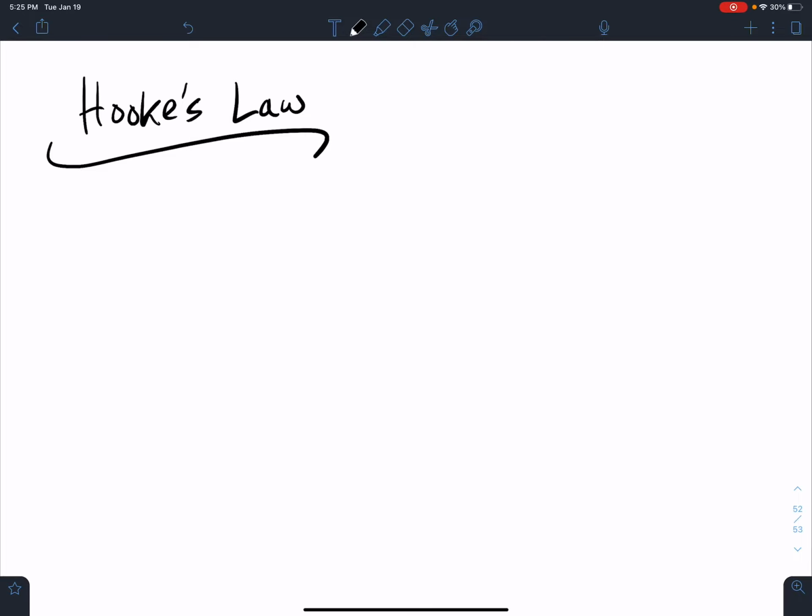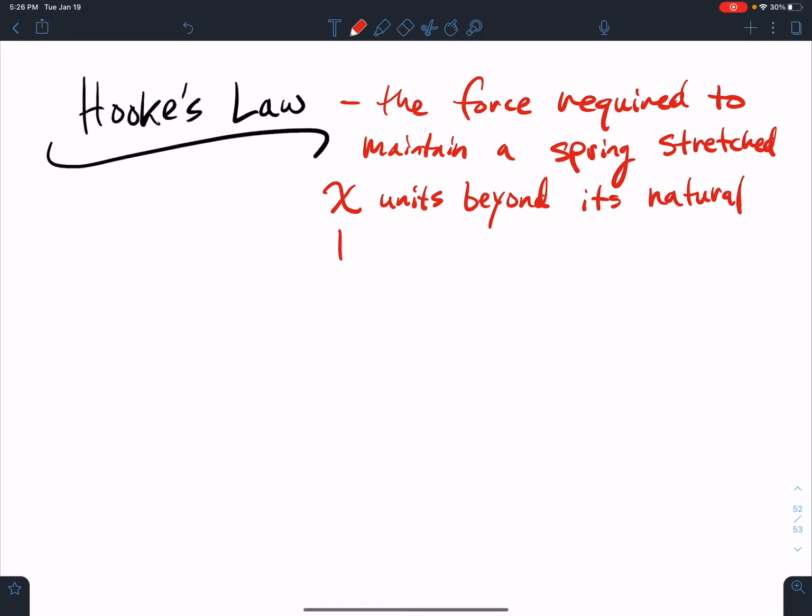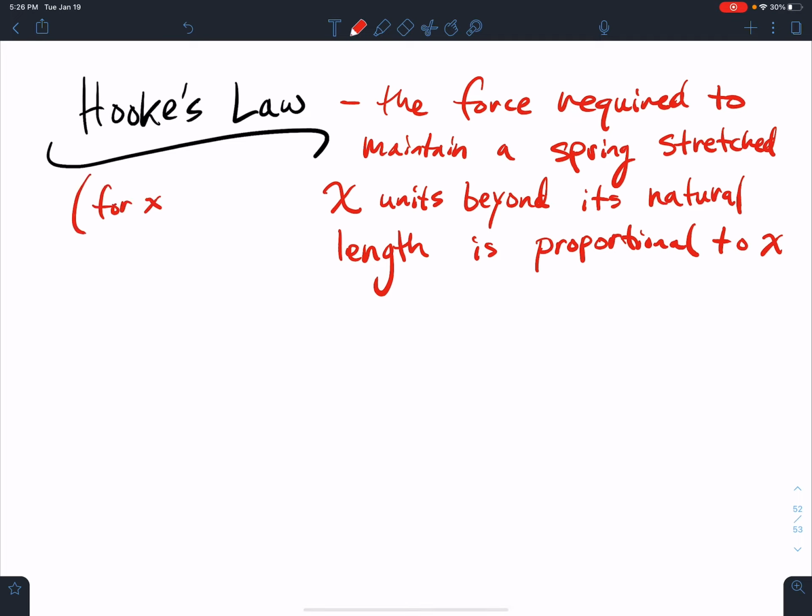Hooke's law. Okay, so Hooke's law is the force required to maintain a spring stretched X units beyond its natural length is proportional to X. Okay? So this works, Hooke's law works as long as X is not too big.